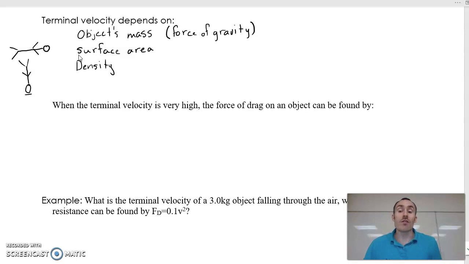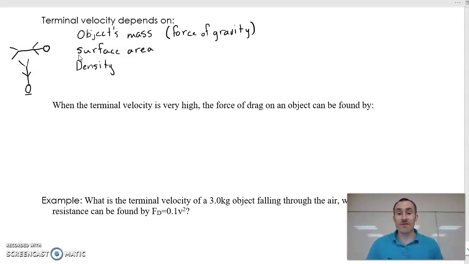Okay? So this has to do with the density of the fluid mostly that you're falling through. If you're falling through the air, you will have a different terminal velocity than if you're falling through water or, I don't know, Jell-O. Can you fall through Jell-O? I don't know. But the density of the fluid is going to change the drag force.